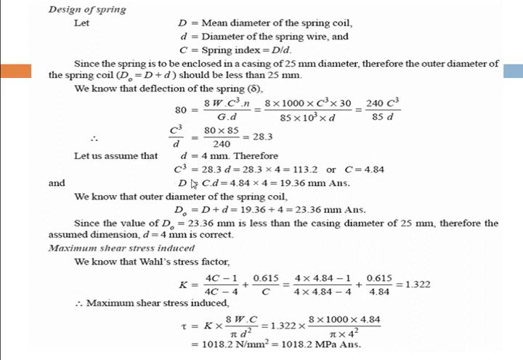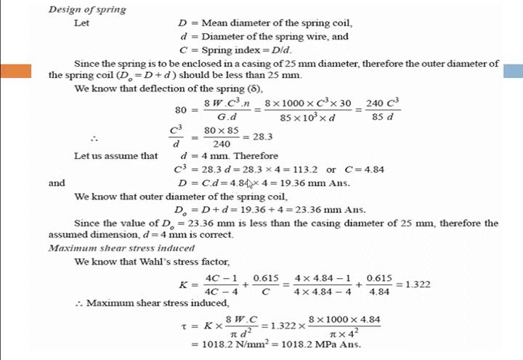Okay, C cube is equal to 28.3 small d, where we have assumed that small d is 4 mm. Then we get C is equal to 4.84. Substitute these values, you get the capital D value, which is the mean coil diameter. We know that the outside diameter of the spring is D naught is equal to D plus d, that is 19.36 plus 4, 23.36, which is less than this 25 mm. So our assumption of wire diameter 4 mm is correct.